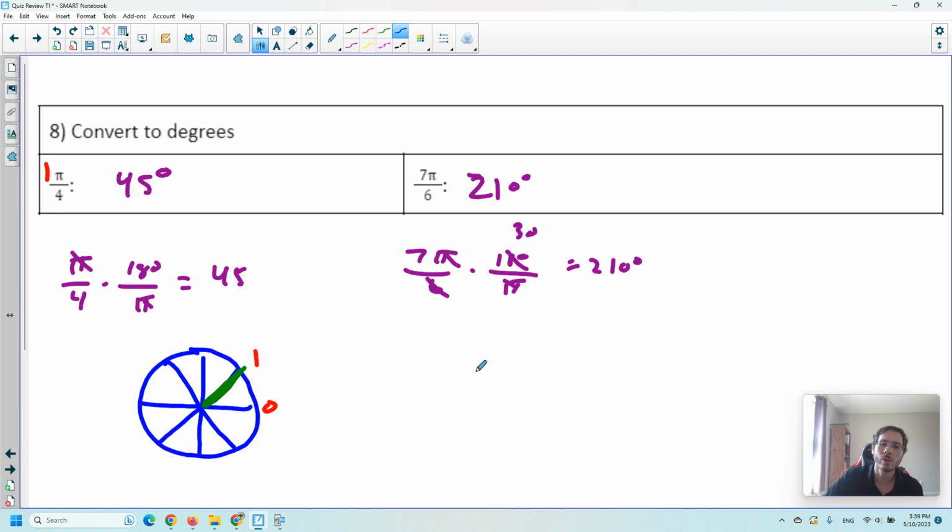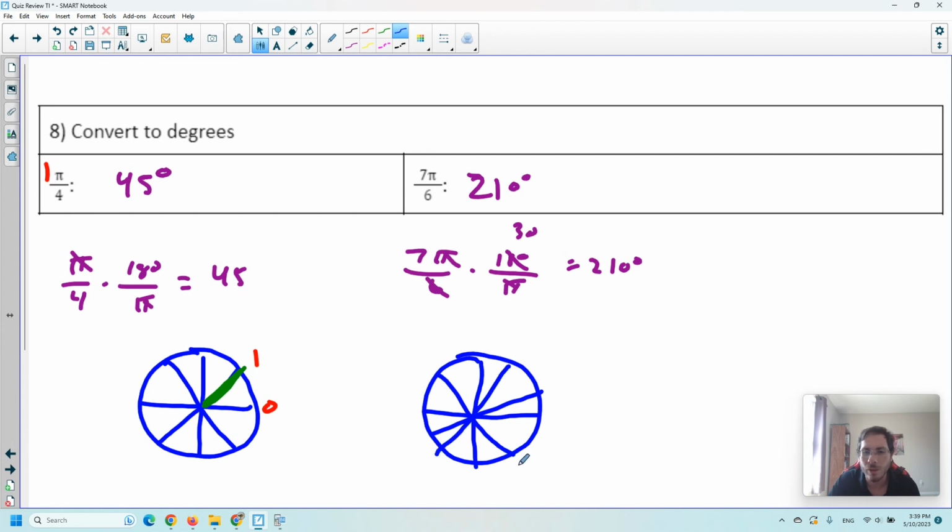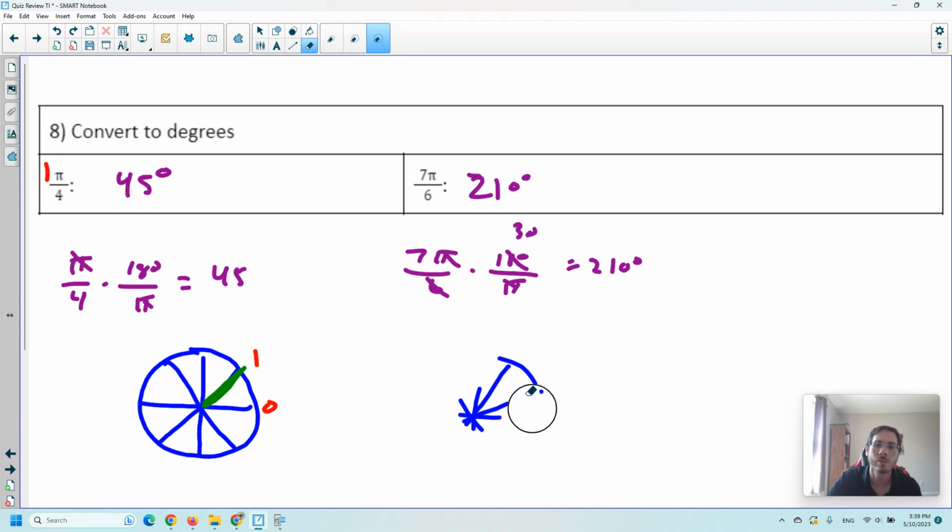Would it work for this one too? I believe it will. But let's see what we can come up with. So 6 on the bottom means we have to do 12 slices. So the best way to do that, let's go ahead and make 6, and then we'll cut that in half. That's not looking very good. Let me start over. I don't like the way that one looks.